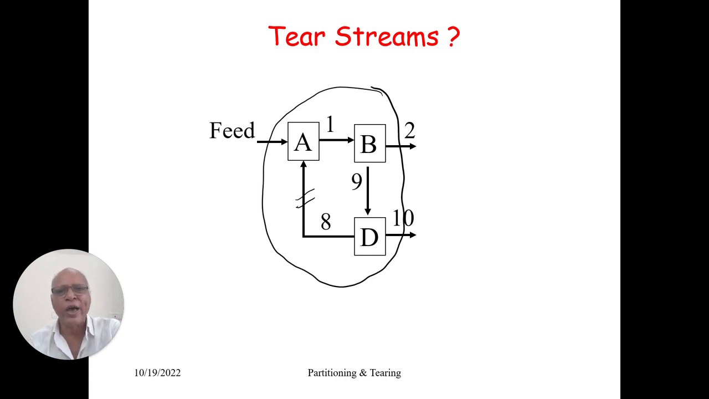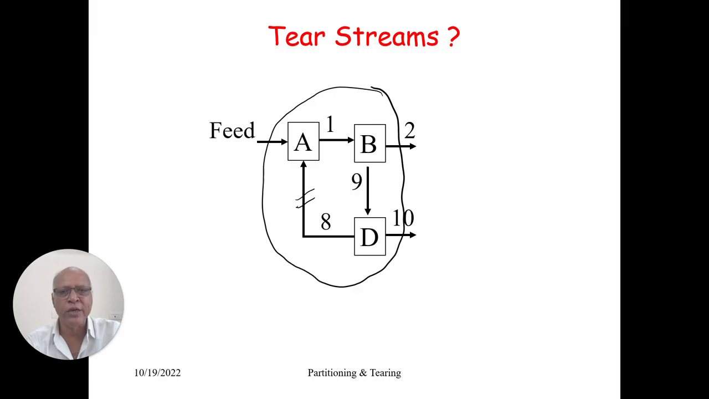Having guessed these values, now I know both the inputs to unit A, so I should be able to solve unit A and calculate stream 1. Once I know stream 1, I will be able to solve unit B to calculate 2. And once I solve unit B, I will know 9. So I know the input stream to D, and I should be able to solve D to calculate 10 and 8. Remember, we started with an initial approximation for 8. Now we got an update. Check whether you are able to reach convergence.